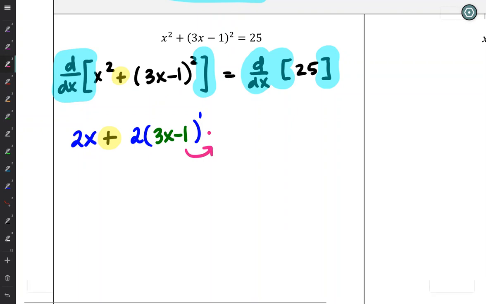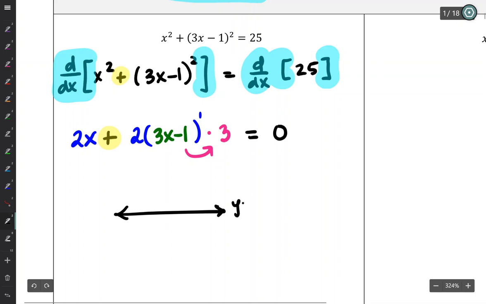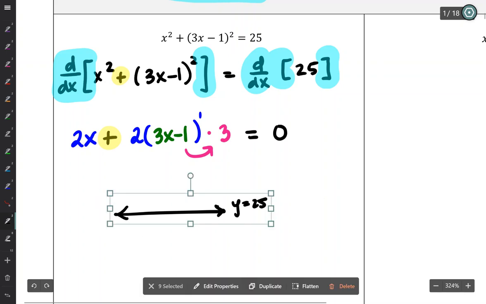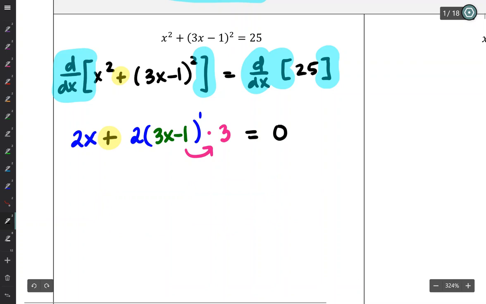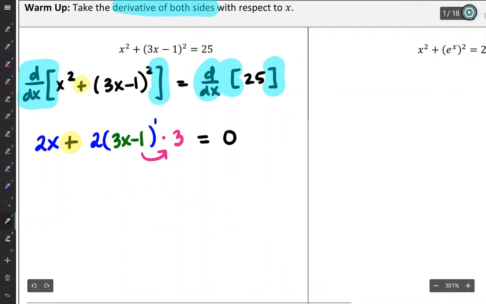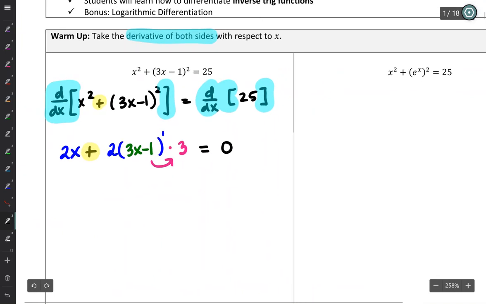The derivative of 3x minus 1 is just 3, because that's the slope of the line y equals 3x minus 1. Equals the derivative of 25 is 0. The slope of the horizontal line, y is always 25, is 0. And you can clean it up, but I want to just leave it there so that we can observe a pattern.